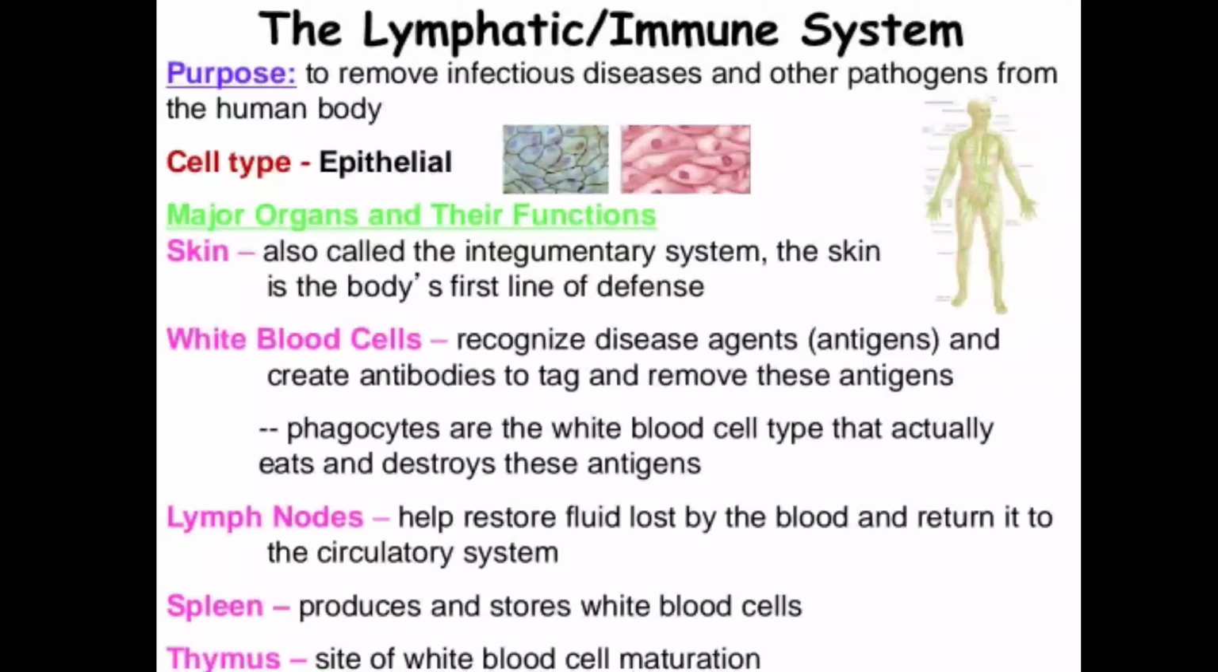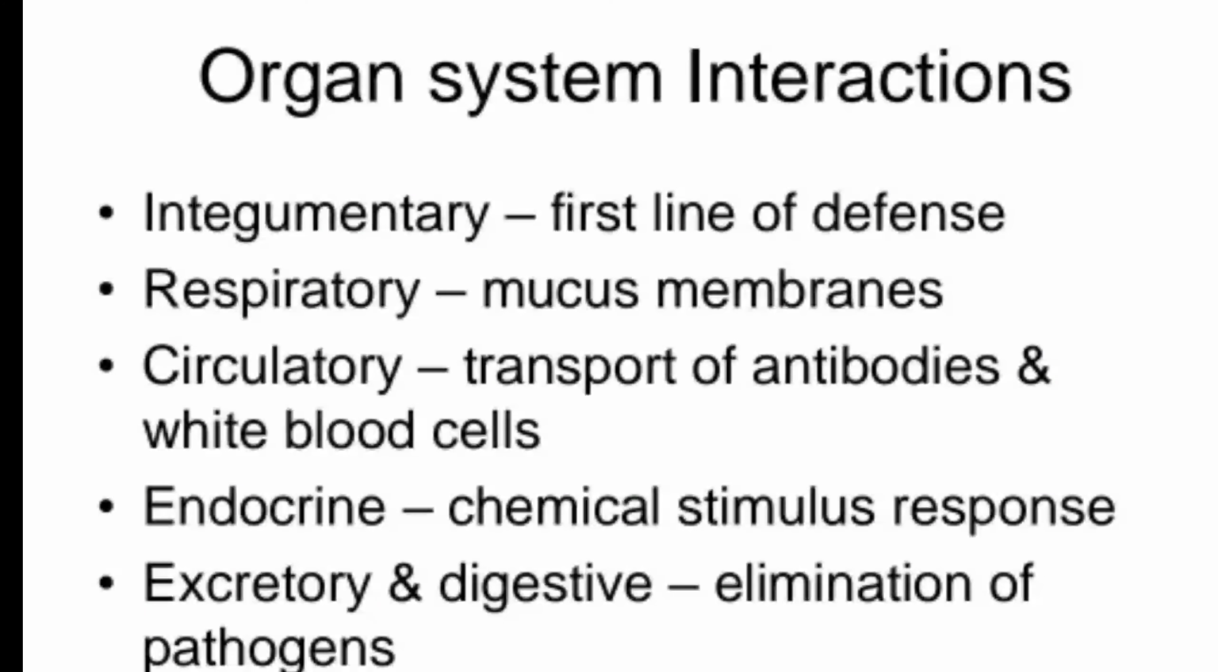Lymph nodes help restore fluid lost by the blood and return it to the circulatory system. Spleen produces and stores white blood cells. Thymus, site of white blood cell maturation.